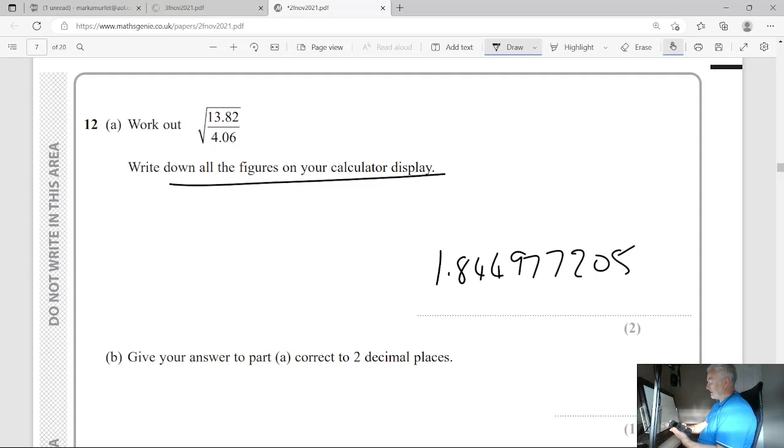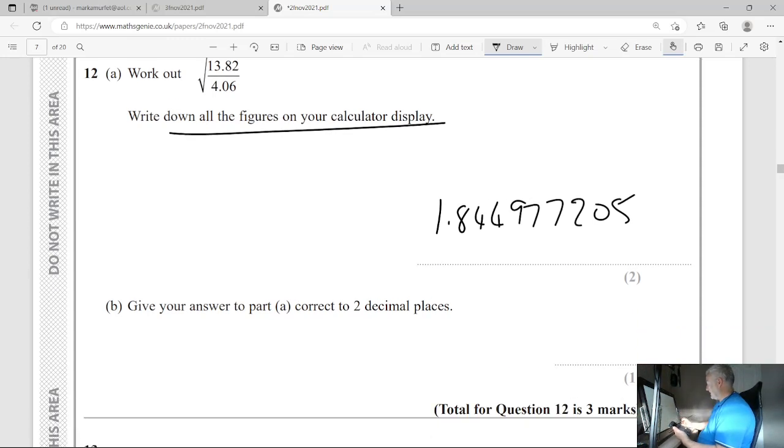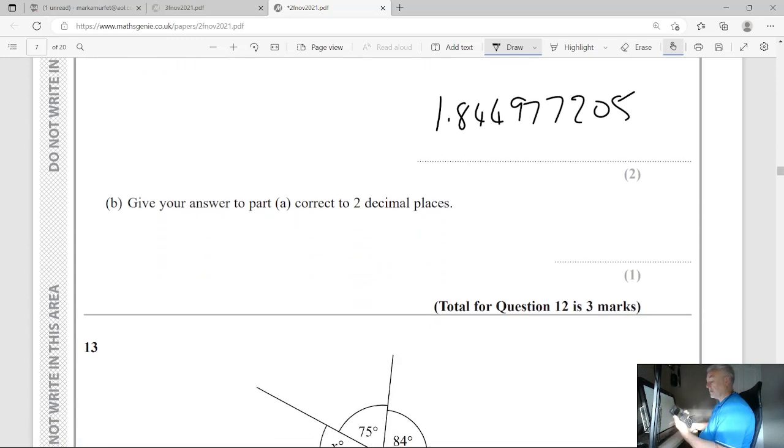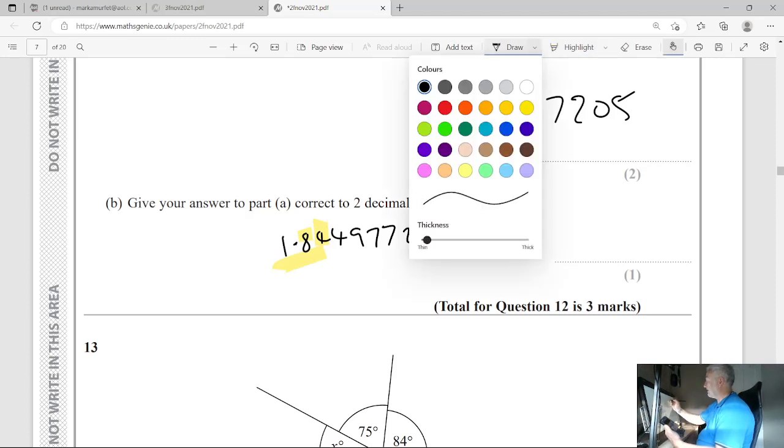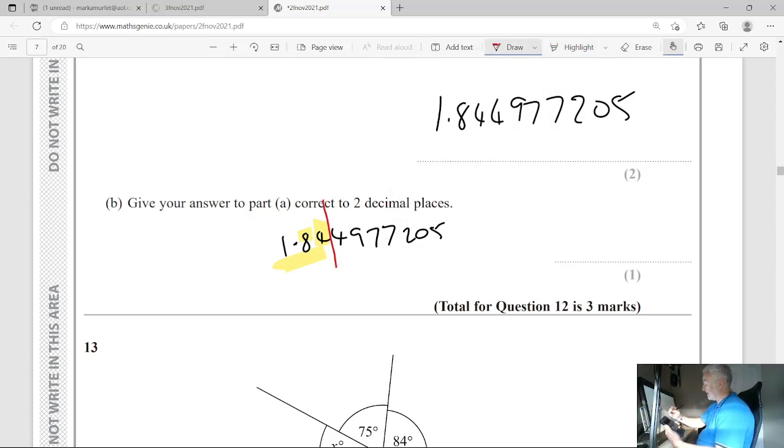Part B, give your answer to part A correct to 2 decimal places. So I need to think, rounding I can't show on a calculator, so I'm going to take my original number and rewrite it again. Do I need to do the whole number? No, I don't. I could do past the second decimal place. That's the first, that's the second, so I need to have that bit in my answer. I don't need any more than that, so I'm going to round it at that point.